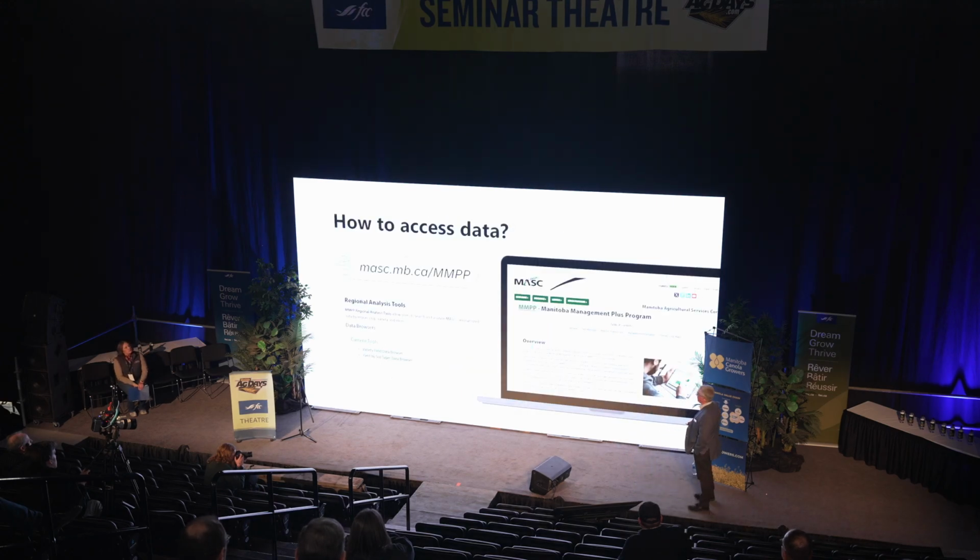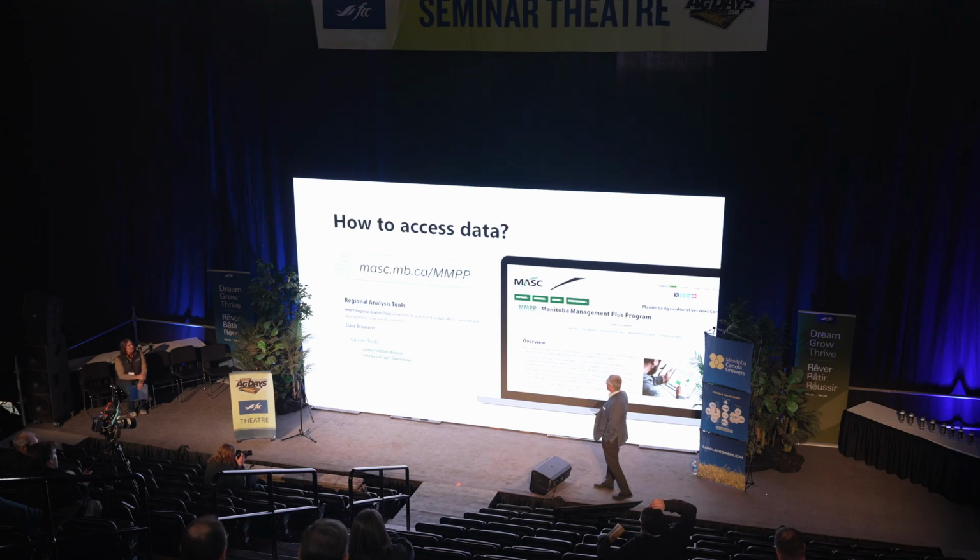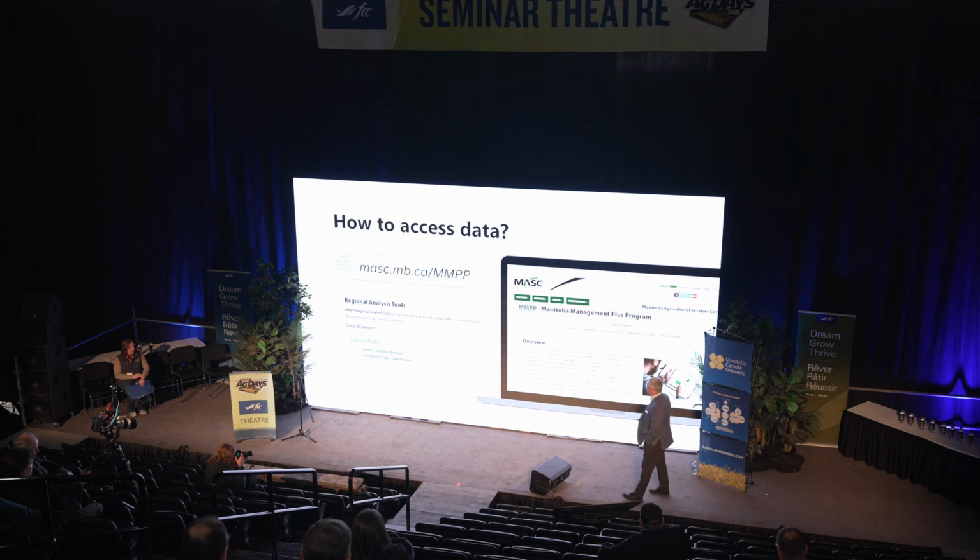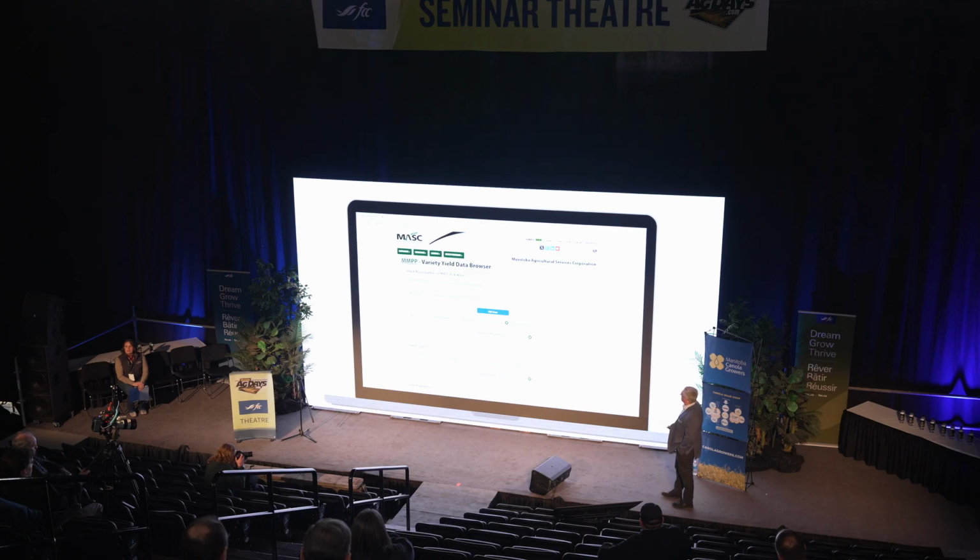Last couple of slides, if you're kind of a data nerd and you want to see what MASC has to offer, we do have some data that's accessible through our website. If you go to what we call the Manitoba Management Plus program, you can get into some regional analysis tools, and you can get some yield data by variety. You can get some yield data by soil types. You just click on the one you want. When you get into there, you can pick a specific risk area or municipality if you want to.